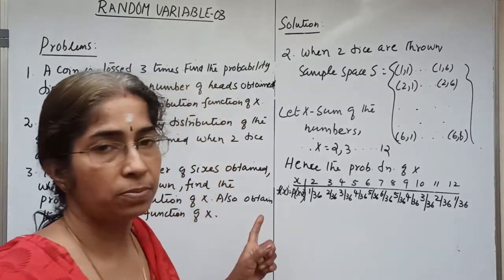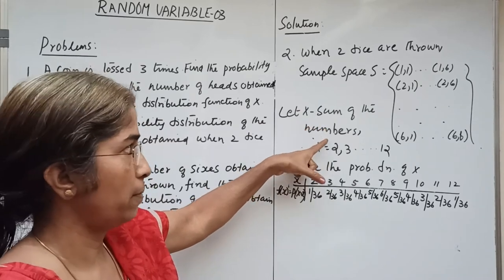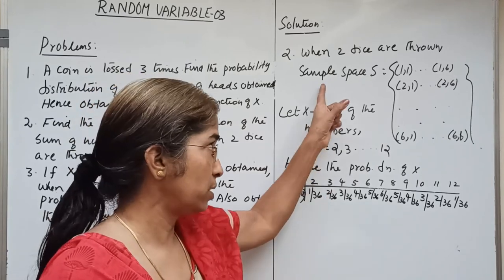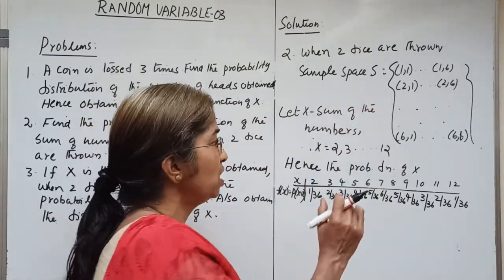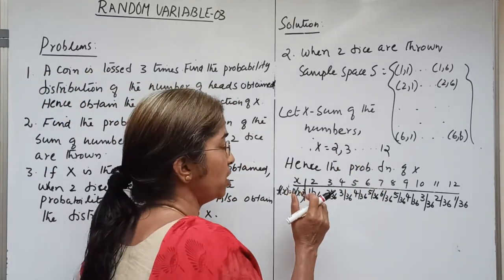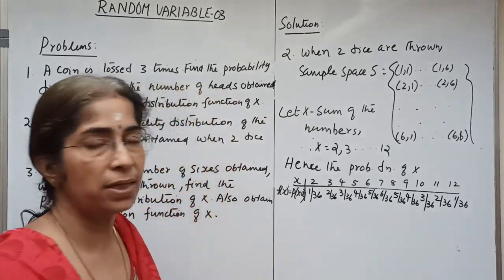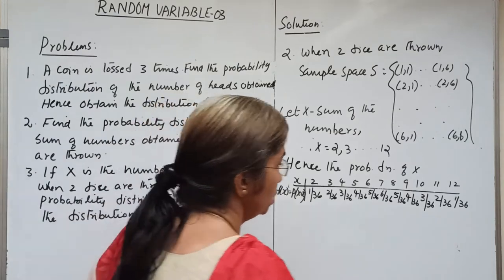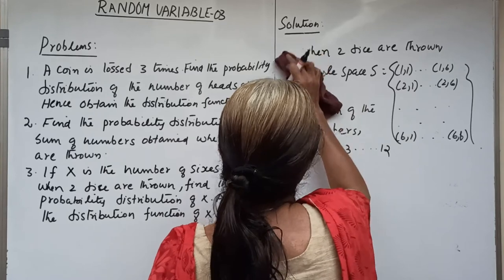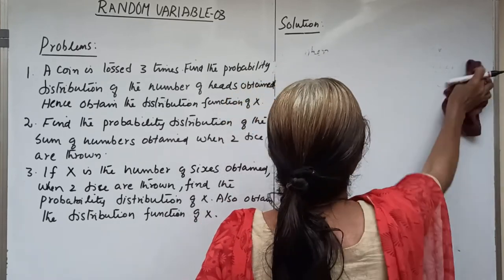That is, we have obtained the probability distribution of x, where x is the sum of numbers when two dice are thrown. Here in this case, we write the sample space and define x. Now we write the values of x, and we obtain the probability at each x. So this table gives the probability distribution of x. This problem is over. Now we consider the next one. Similarly, we obtain the probability distribution.